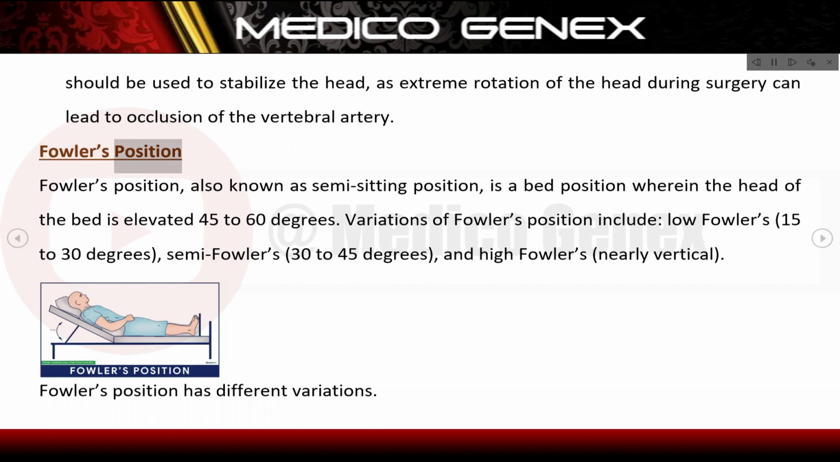Fowler's position. Fowler's position, also known as semi-sitting position, is a bed position wherein the head of the bed is elevated 45 to 60 degrees. Variations of Fowler's position include low Fowler's, 15 to 30 degrees, semi-Fowler's, 30 to 45 degrees, and high Fowler's, nearly vertical. Fowler's position has different variations.